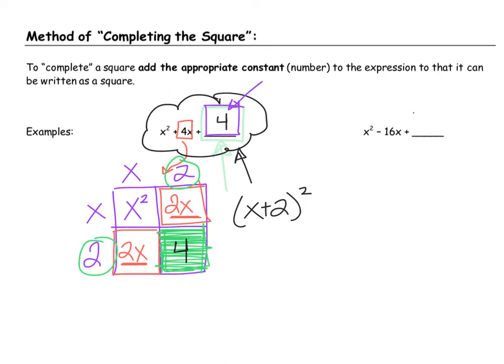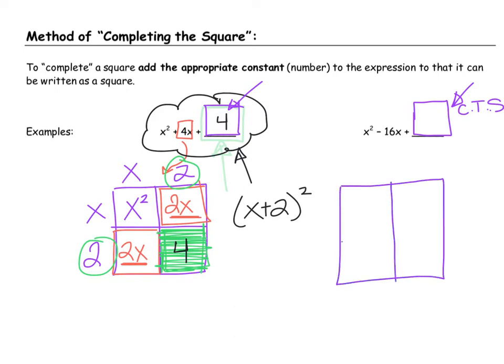So the something that I am trying to figure out what to add here is the number that completes the square. Sometimes we write CTS, completes the square. So to find this value, we would again use that area model. We know that this is a square.